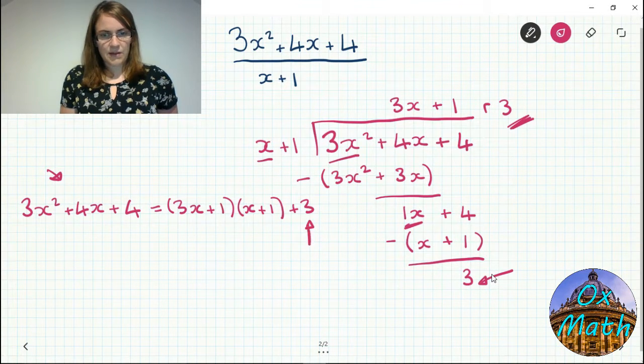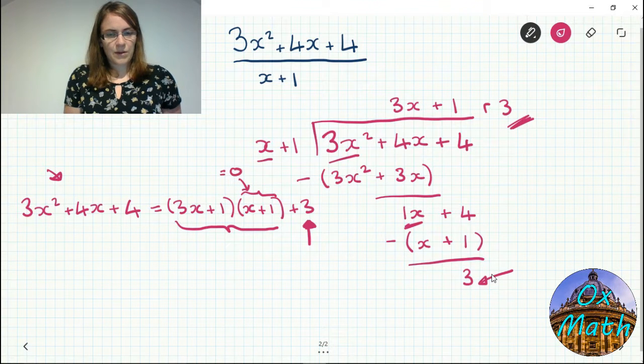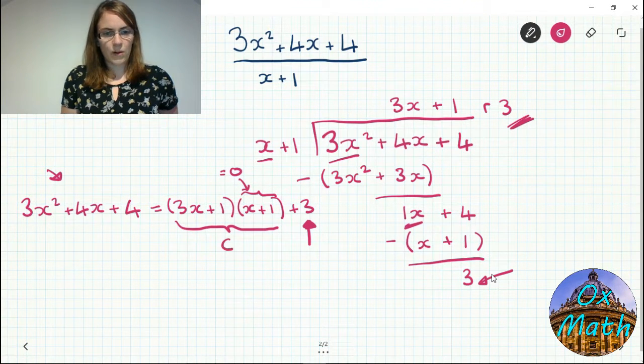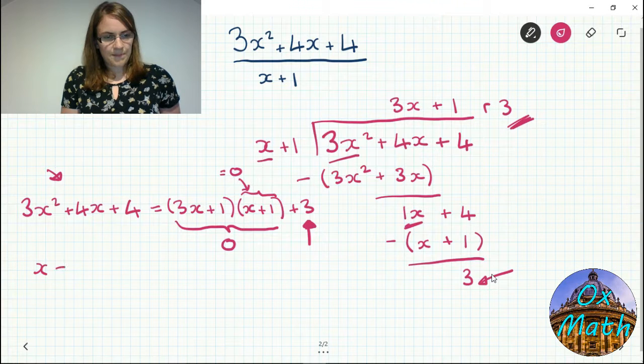This bit obviously is our remainder, the 3. So if we can find some way of making this other bit equal to 0, then we will only be left with our 3. Now 3x plus 1, we didn't know that until we'd done the division, but the x plus 1 was our divisor. So if we make x plus 1 equal 0, then that will make this whole term disappear, because anything times 0 is 0, and leave us with just our 3. For x plus 1 to equal 0, x must be minus 1.